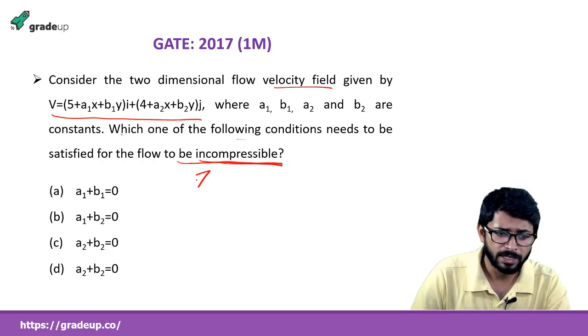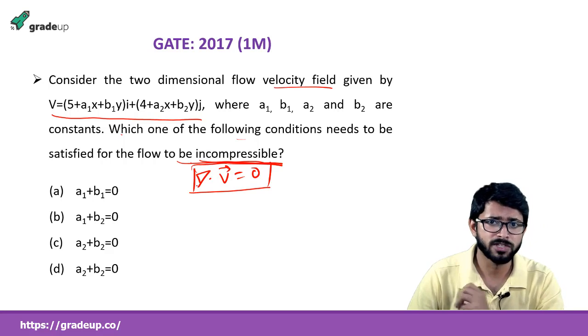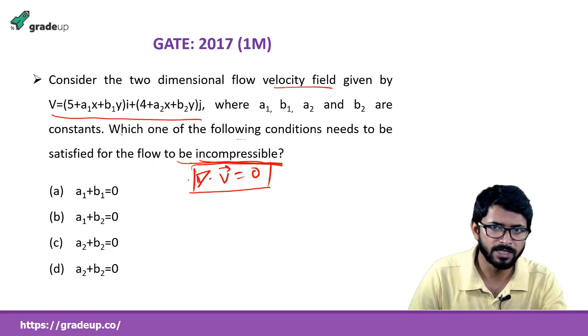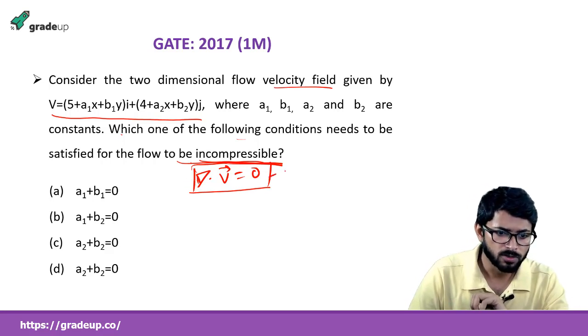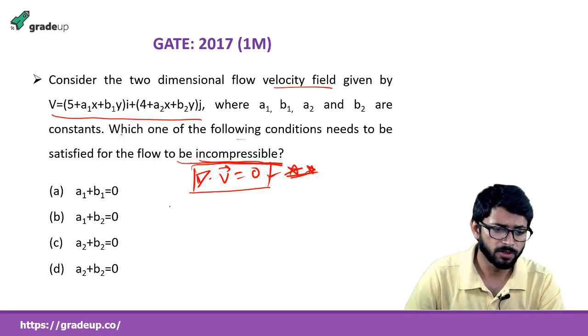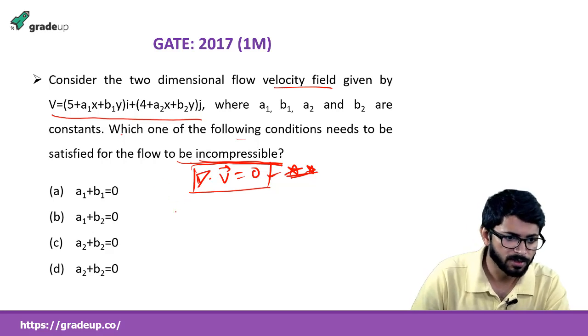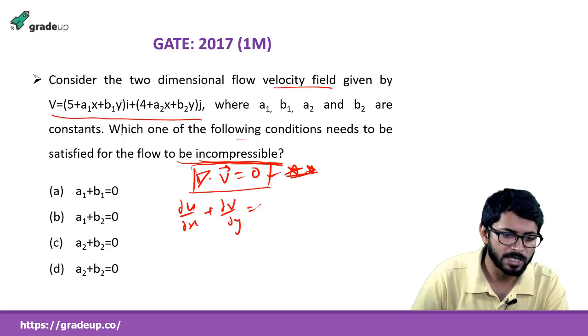So we know the equation of incompressible flow: divergence of velocity equal to 0. I had told you in the previous videos how to find the equation of incompressible flow. Please remember this equation. We just have to find the divergence of the velocity field. So del u by del x plus del v by del y is equal to 0.